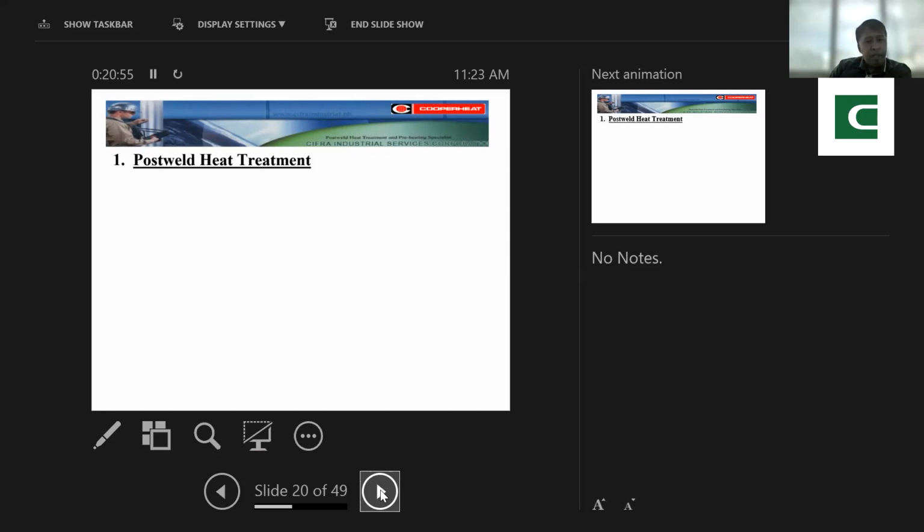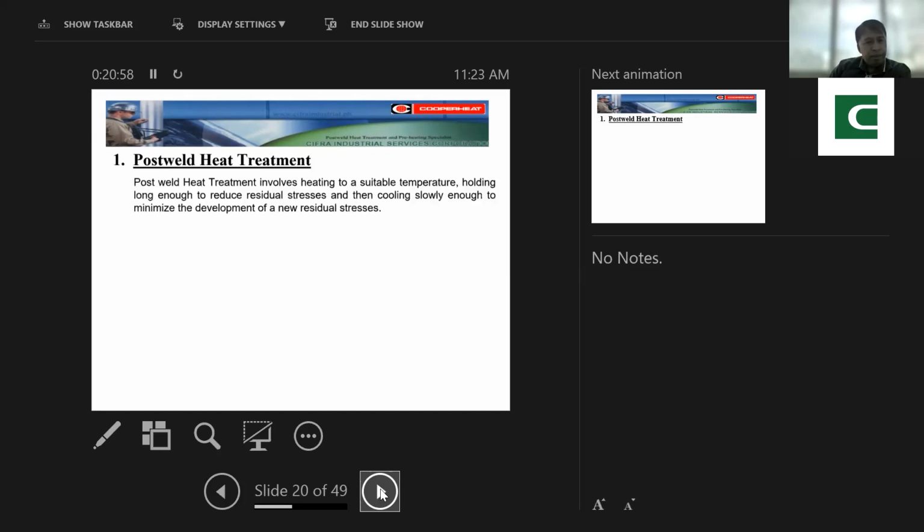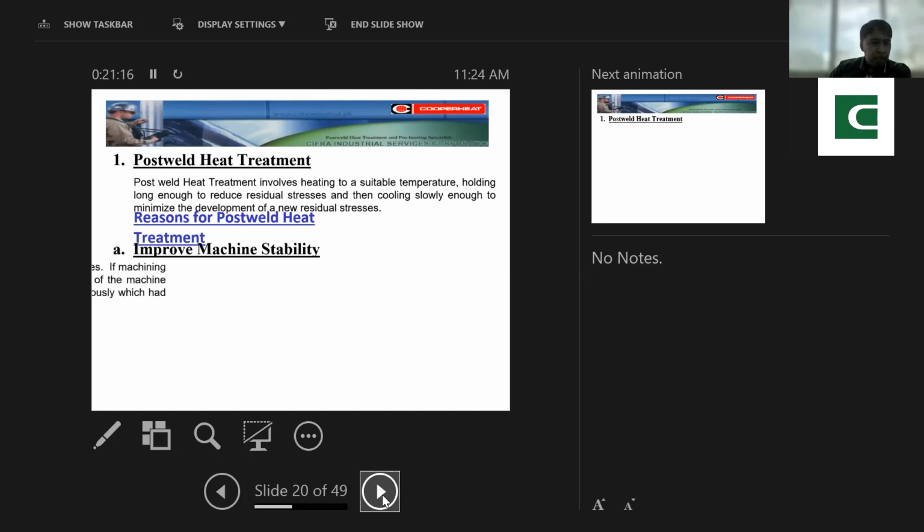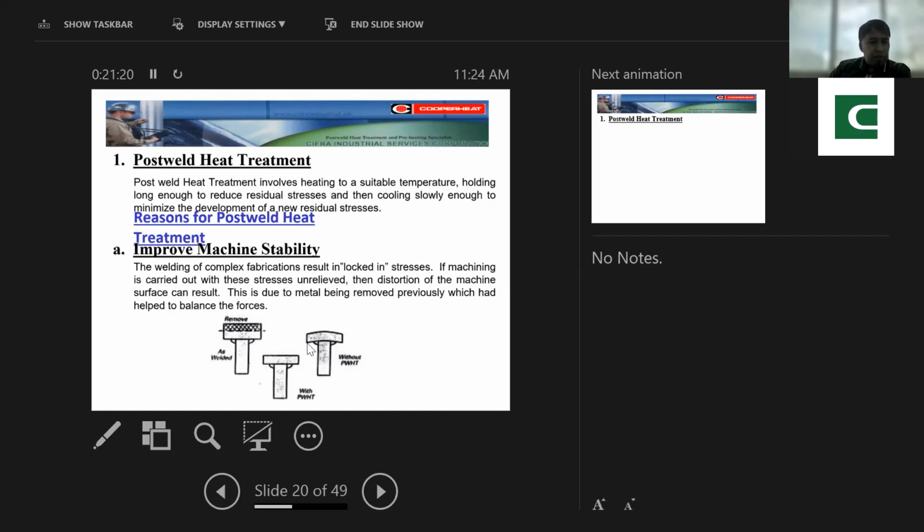So after the preheating, post-weld heat treatment naman, ano ba ang function ng post-weld heat treatment? To slow down the cooling and to remove residual stress. And post-weld heat treatment also improves machine stability. So anong ibig sabihin nun? If your material will be subjected to machining, kapag na-machine mo yan at na post-weld heat treatment mo siya, walang distortion na mangyayari kasi nawala na yung residual stress.